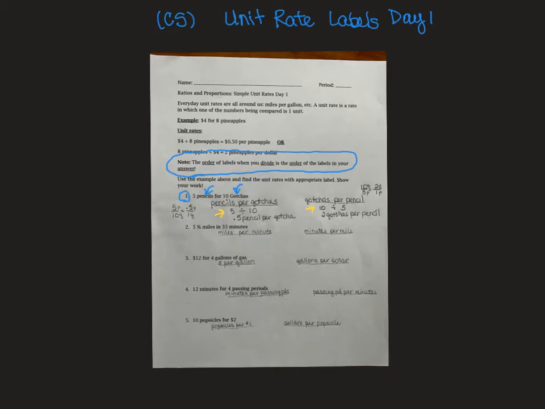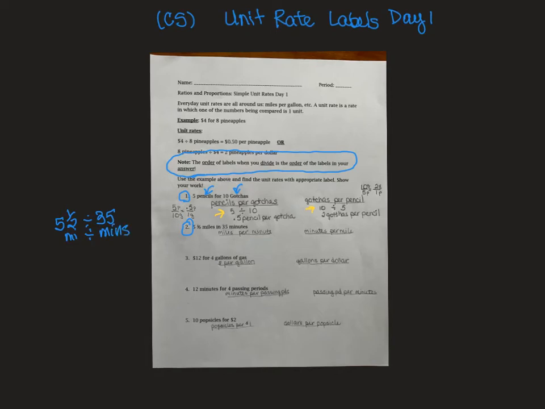Okay, so let's look at problem 2. So what we have is 5.5 miles in 35 minutes. Okay, so we want miles per minute. So that means that that's going to be 5.5, and you could change that to a decimal or keep it like that, divided by 35. So I'm doing miles divided by minutes.